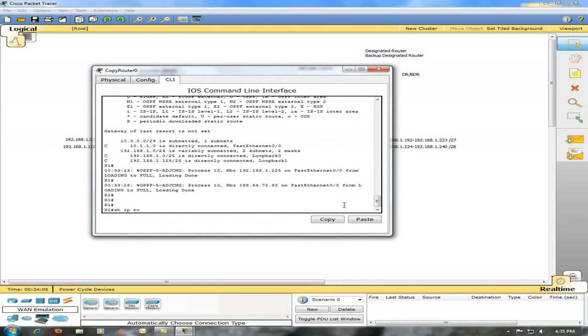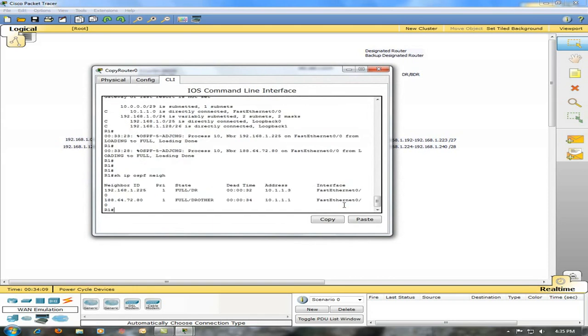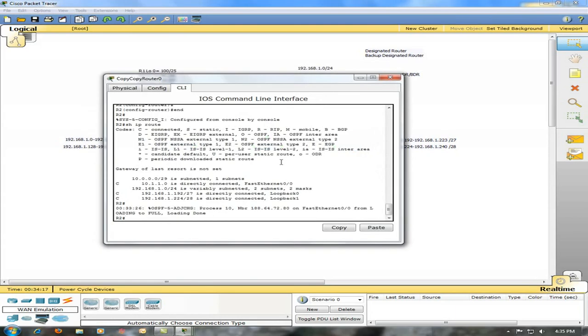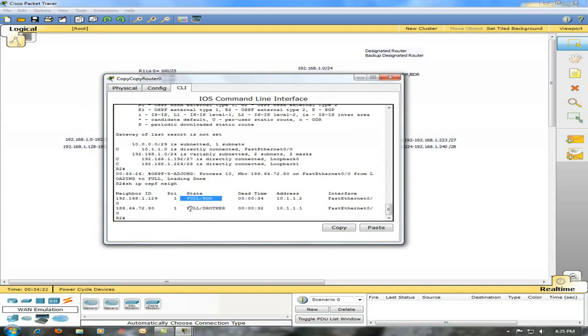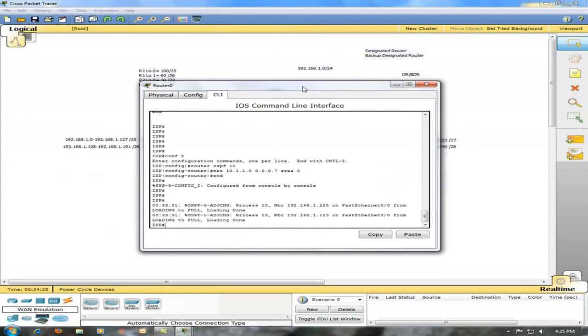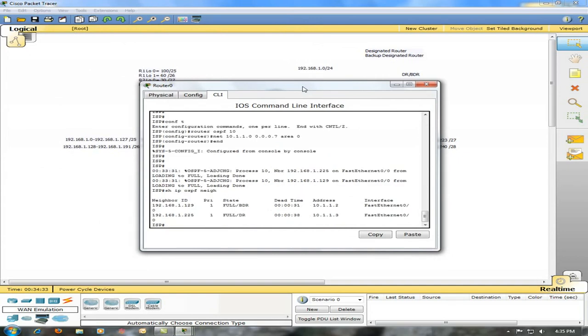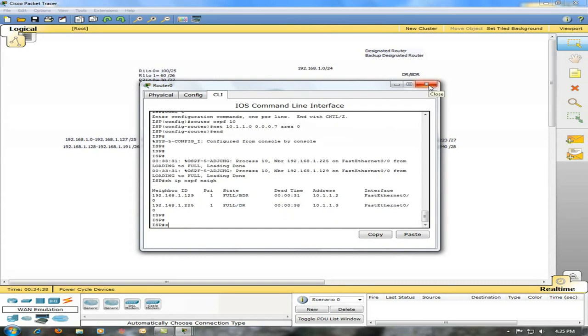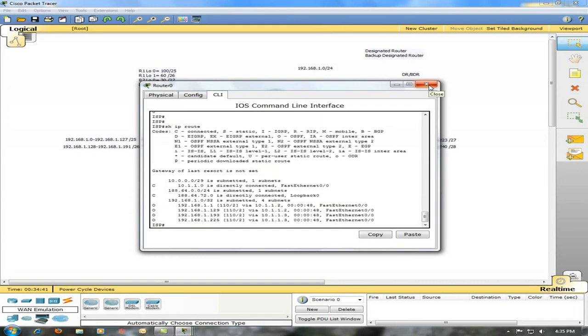So let's do a show IP OSPF neighbors, and we can see that we have a DR and a DR other. Router 2, we can do a show IP OSPF neighbors. We have the BDR and the DR. ISP, we have show IP OSPF neighbors. It's got a connection to the BDR and the DR. Well, how did they find out what they were doing? And now if you look, show IP route, now everybody's got OSPF networks.